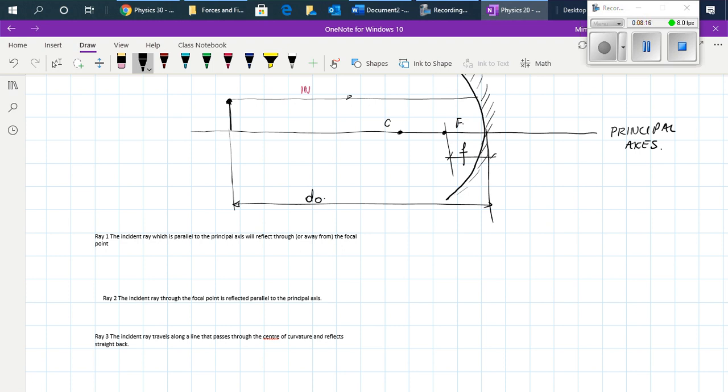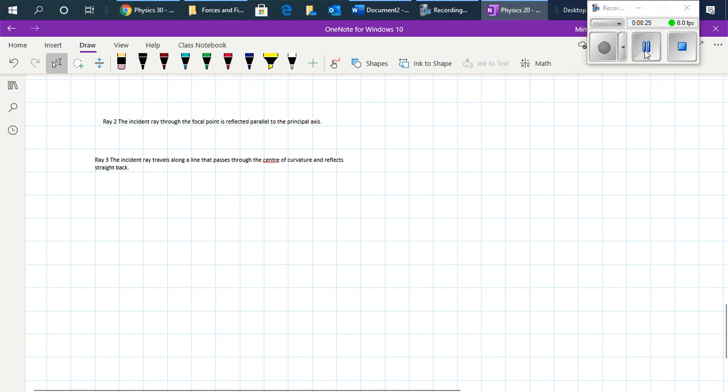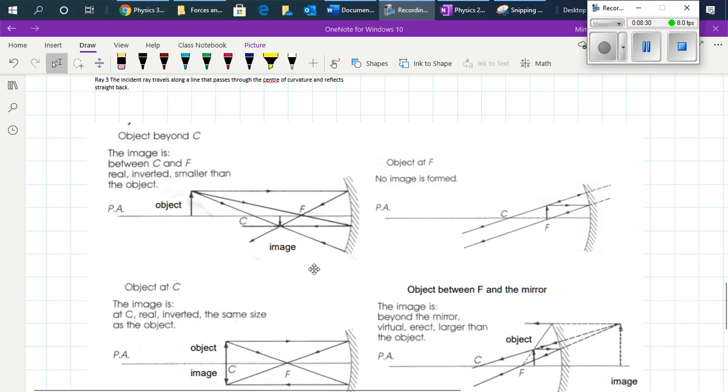Okay, so there are different cases. I will bring some pictures here which demonstrate those rules, and then we will move forward with more calculation. Here we are dealing with concave mirrors. The principal axis is this one here, and the concave mirror is here. And then we place the object beyond the center and the focal point.